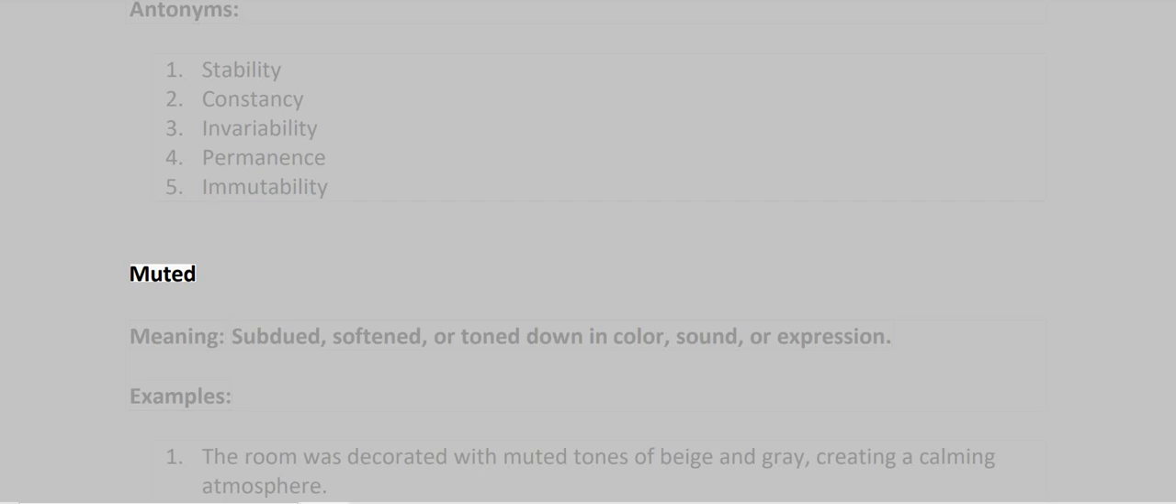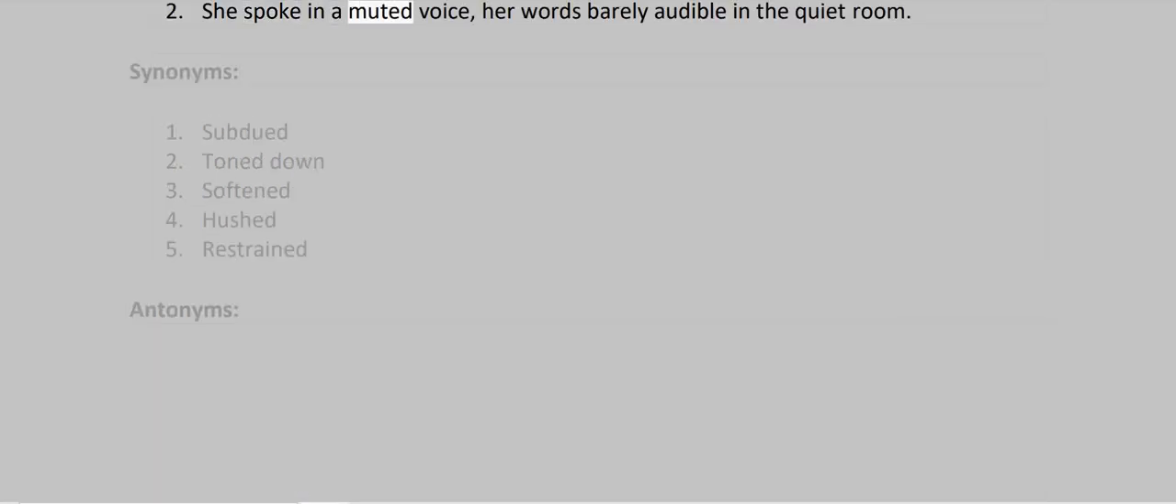Muted. Meaning: subdued, softened, or toned down in color, sound, or expression. Examples: 1. The room was decorated with muted tones of beige and gray, creating a calming atmosphere. 2. She spoke in a muted voice, her words barely audible in the quiet room.